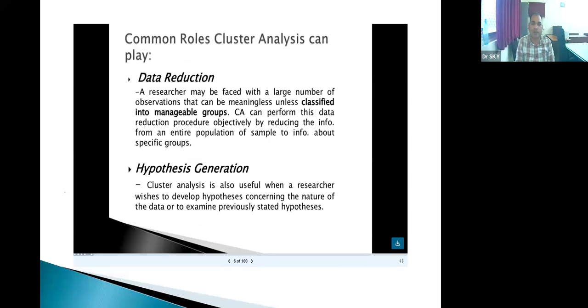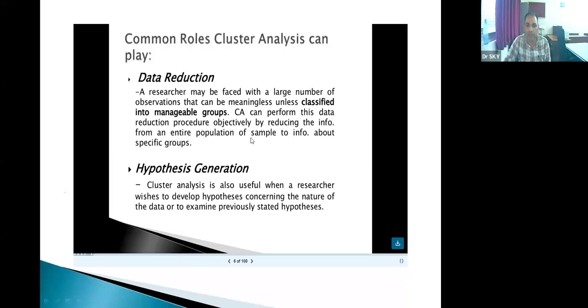Now this is the common role of cluster analysis, that in data reduction, as the factor analysis does. So cluster analysis is also used in data reduction, or say dimension reduction. A researcher may be faced with a large number of observations that can be meaningless unless classified into manageable groups. So cluster analysis can perform this data reduction procedure objectively by reducing into different groups. On the basis of the characteristics, we can make the groups, and then we can easily analyze it.